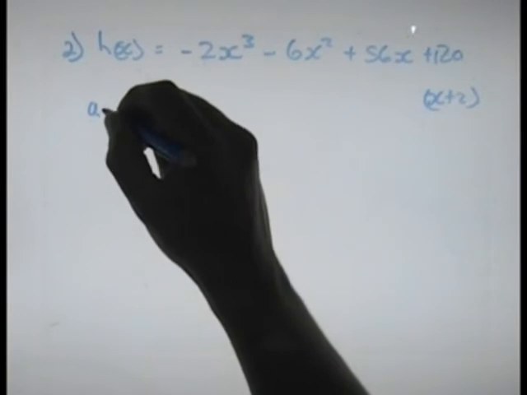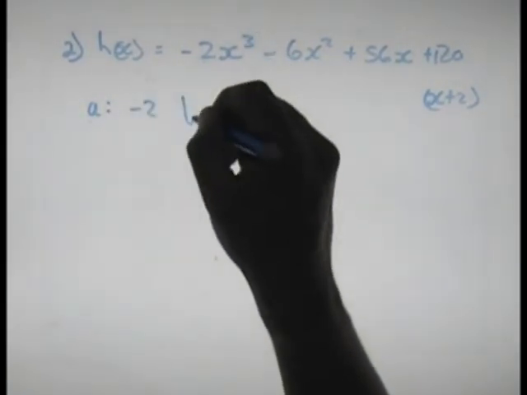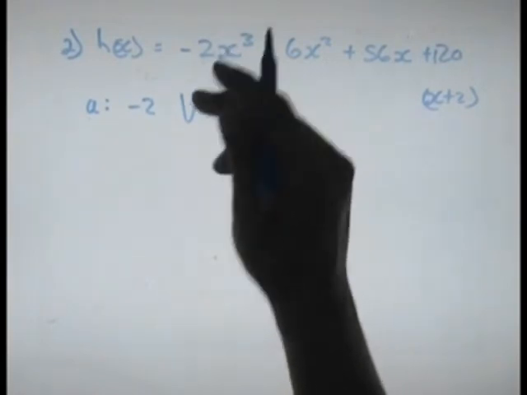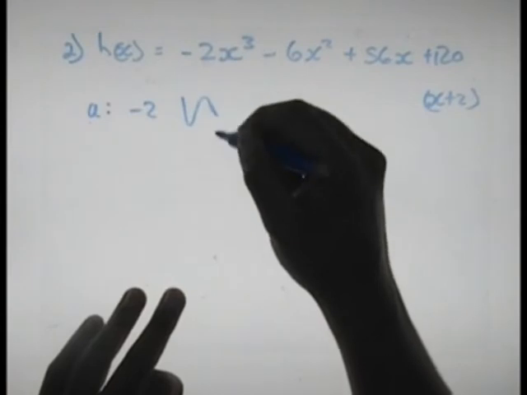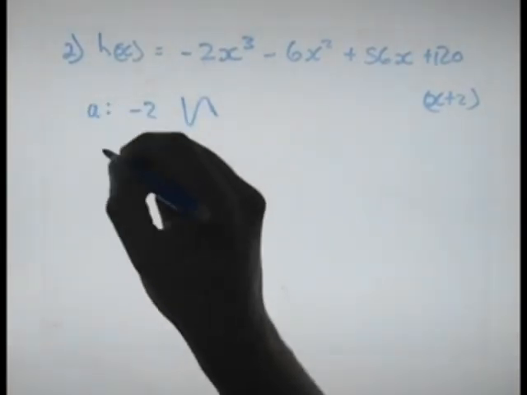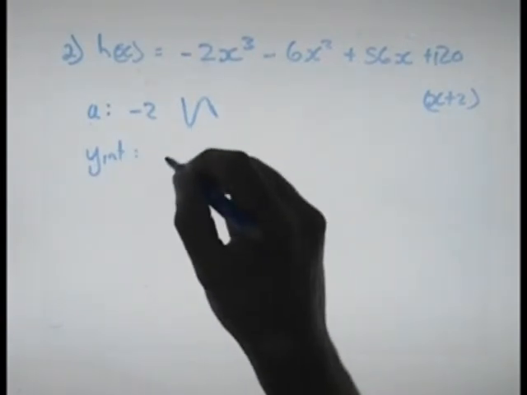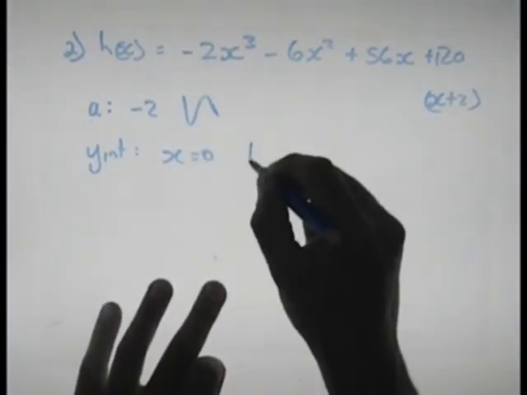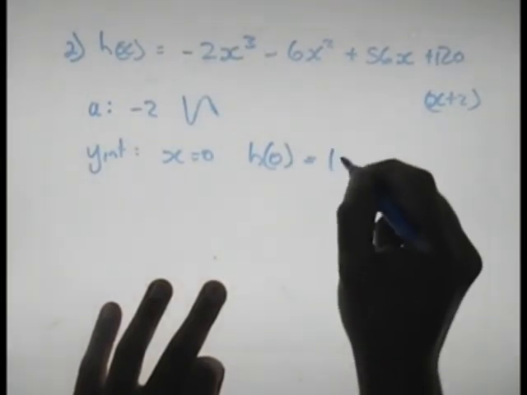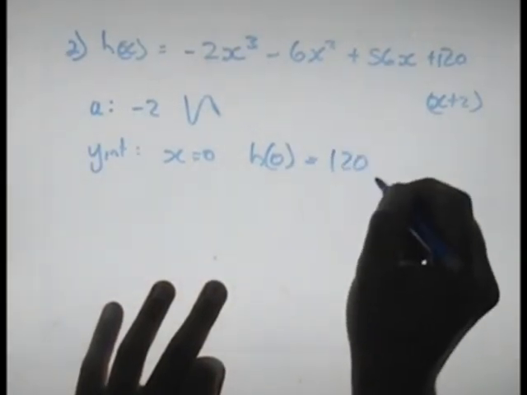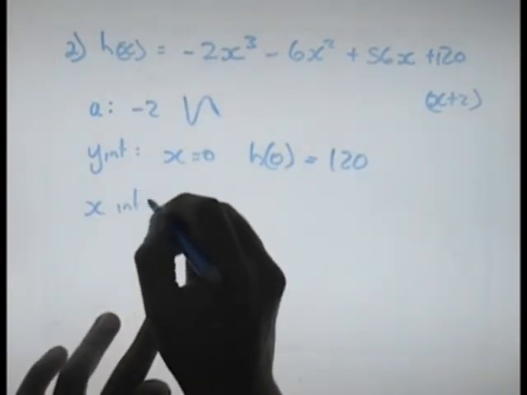Again, first thing I'm going to do, I look at my a value. In this case it's equal to -2, which means that my graph has the opposite of the N shape. I don't have a letter for that. Step 1. Step 2, we look at our y-intercept, which happens when x is equal to 0. That is, we are looking for h of 0, which is going to equal positive 120. That is our y-intercept.